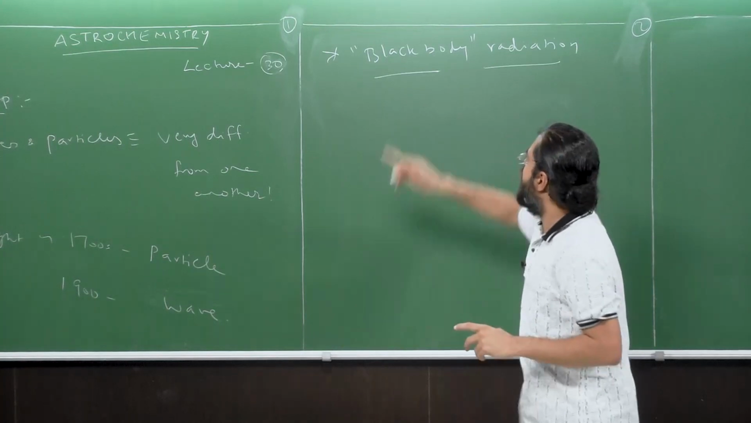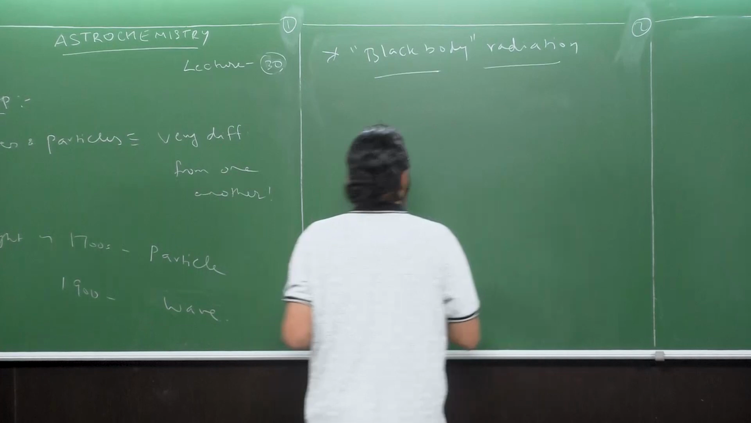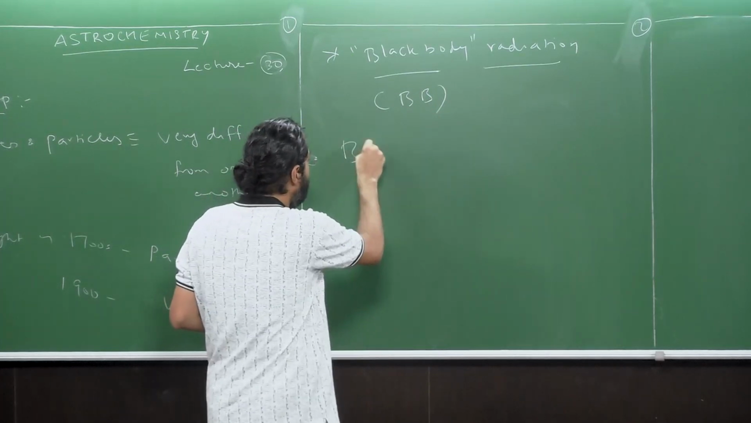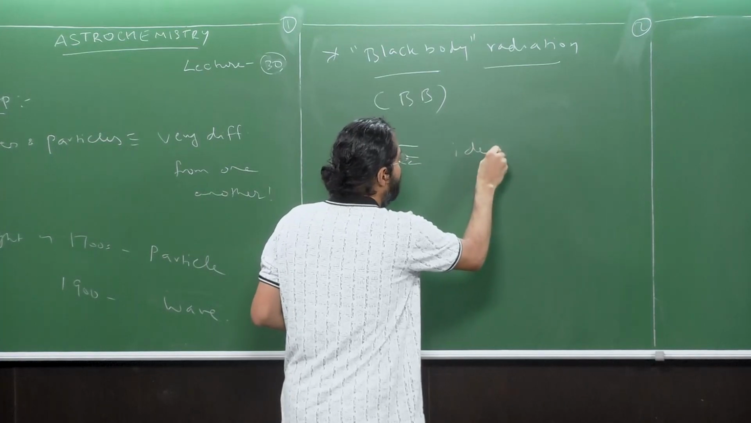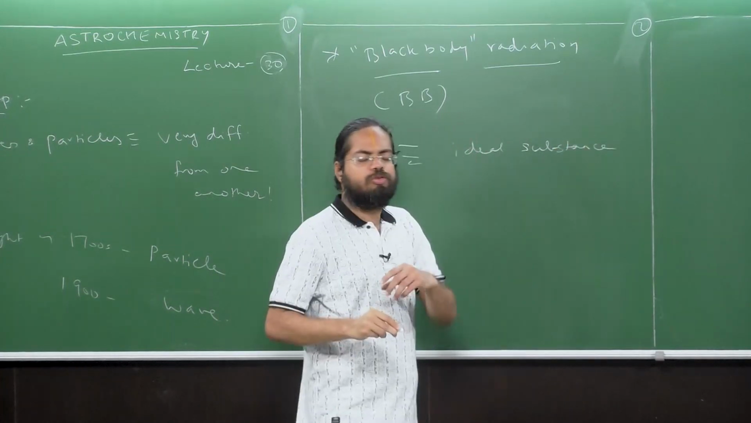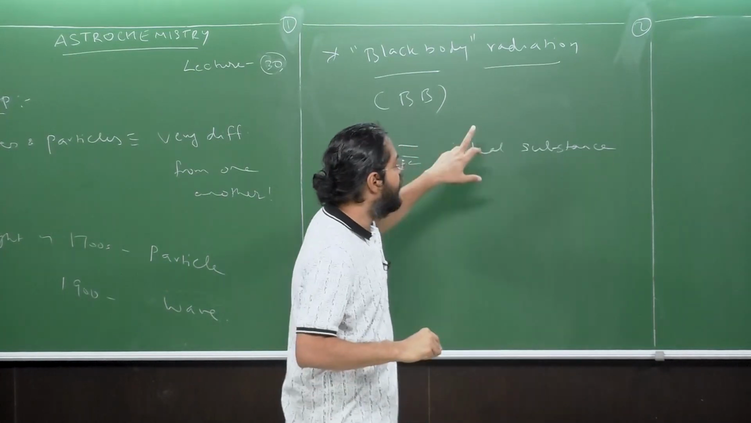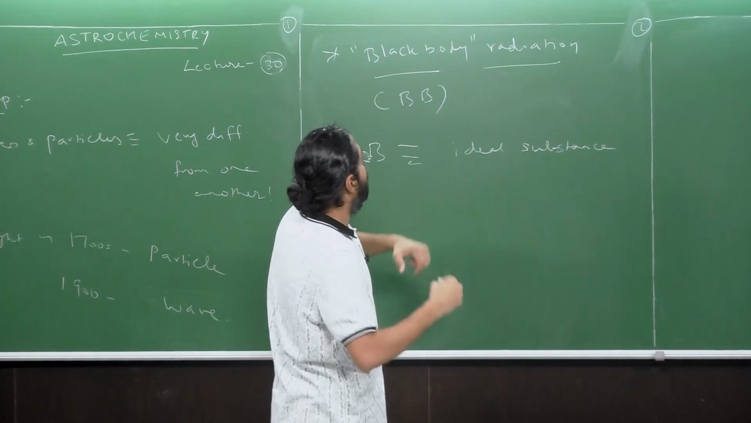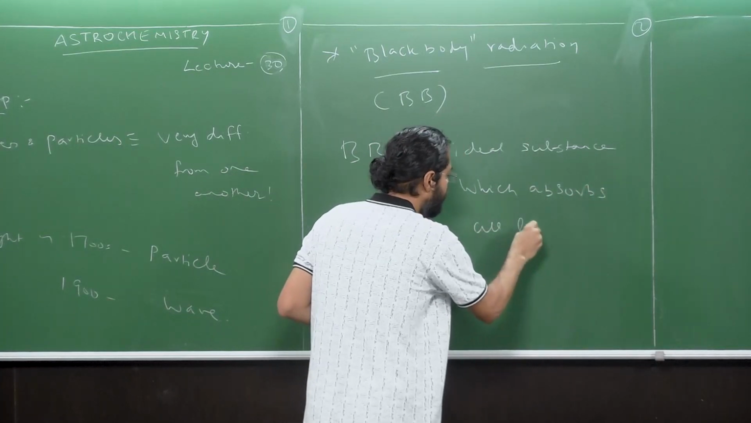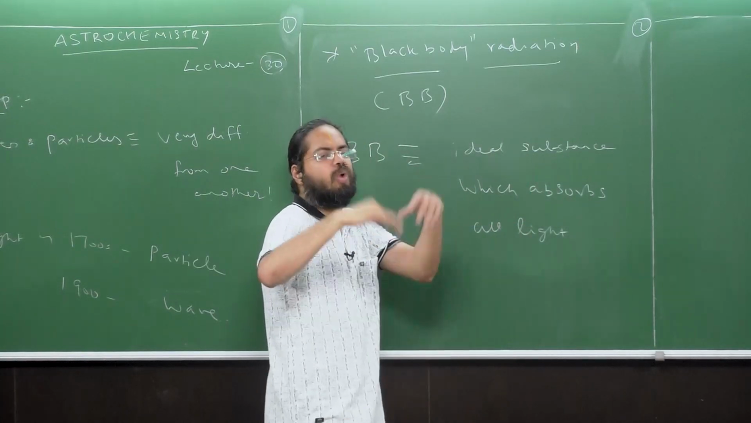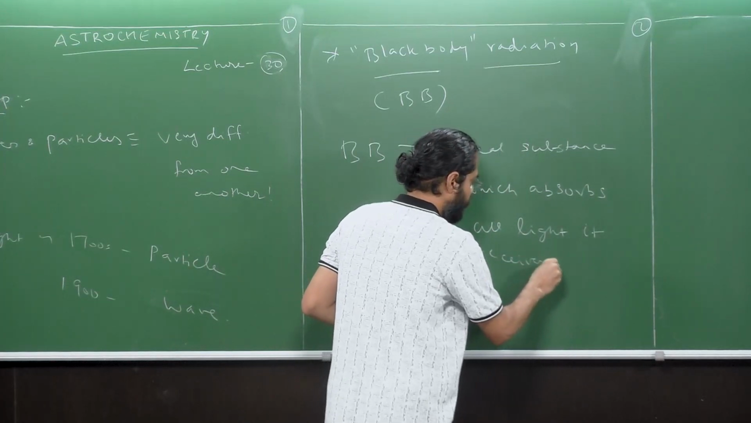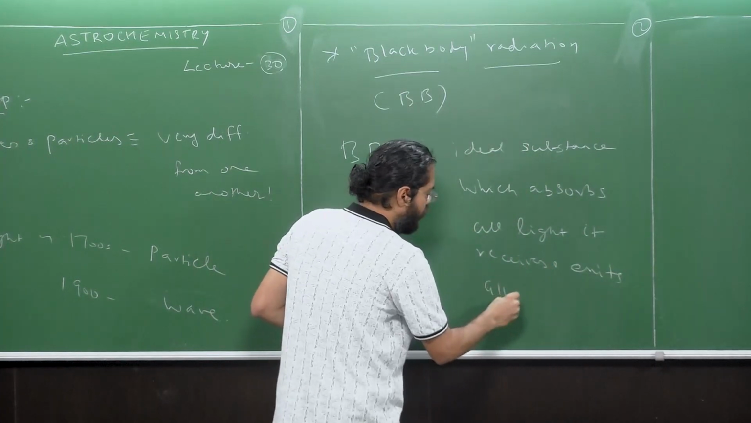So, what is this black body to begin with? A black body is nothing but an ideal substance. I'm just going to call black body BB, just a short form. In other words, it does not exist in reality. It's an ideal substance which we use for modeling the phenomena of radiation, which absorbs all light thrown at it, all light it receives, and emits all of the light back.